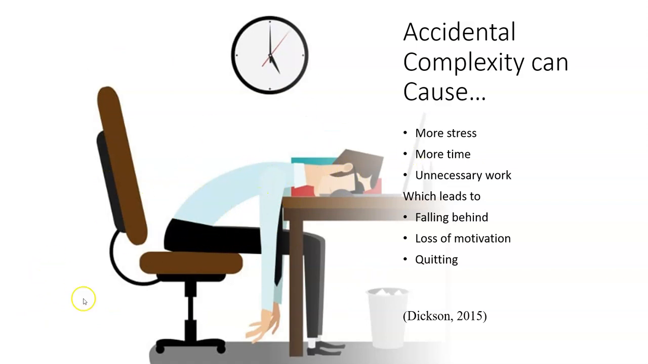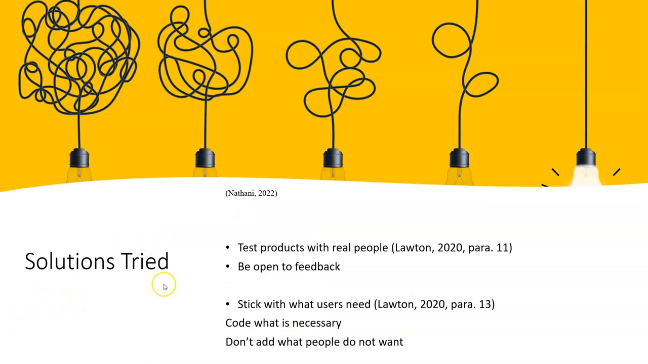He looks very tired. One of the many solutions tried to combat this problem is testing products with real people. Doing this will allow the tester to provide feedback to the person, saying what is necessary, what should be added, and what should be changed completely. Another of many solutions is to stick with what users need, and this means only code what's necessary. Don't add unnecessary things that people wouldn't want, and doing this would just take up more of the software engineer's time, and it's just very unnecessary. So just don't add what people don't want, and it'll make it way easier.